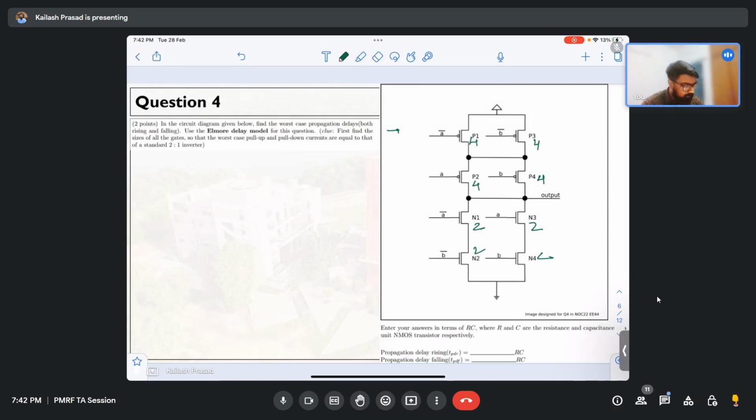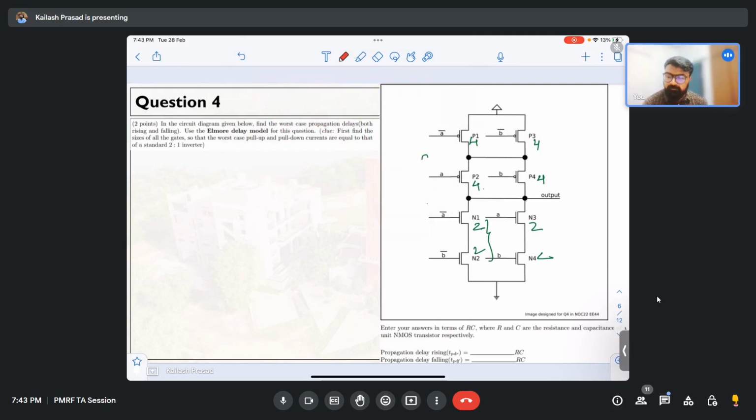Because 2 will contribute to 1, the 4 will contribute to 2. Eventually it comes from the mobility ratio, 2 is to 1. So in this manner you have to design the circuit. Now that you have the size, you have to find the propagation delay falling, then the propagation delay rising. But before that, you have to find out what the capacitances are. So we will quickly see what the capacitances are over here.